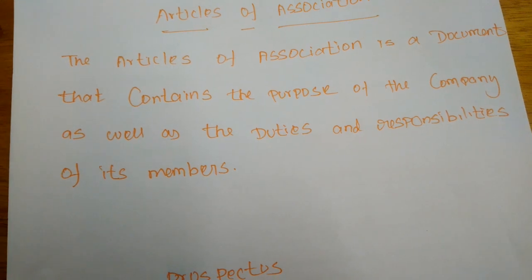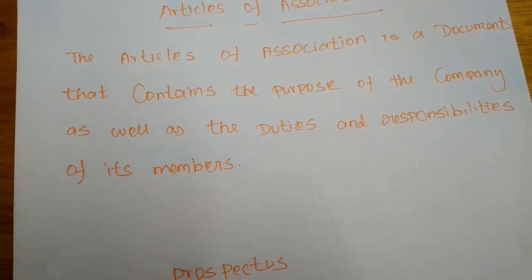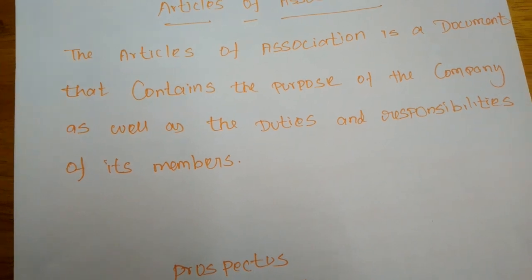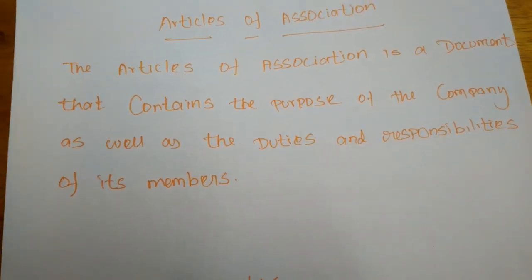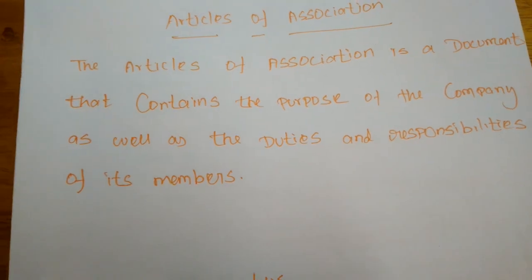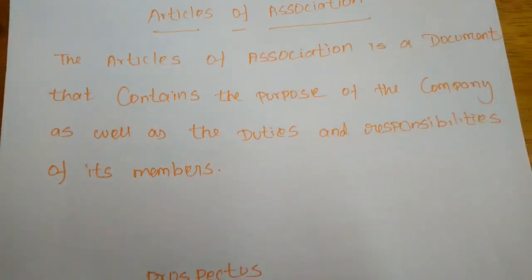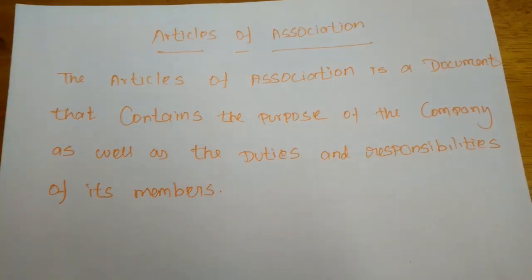These are bylaws of the company that define the mode and manner in which the company's business is to be carried on. In which way the business is going to be carried on, the details on that must be mentioned in these articles of association.